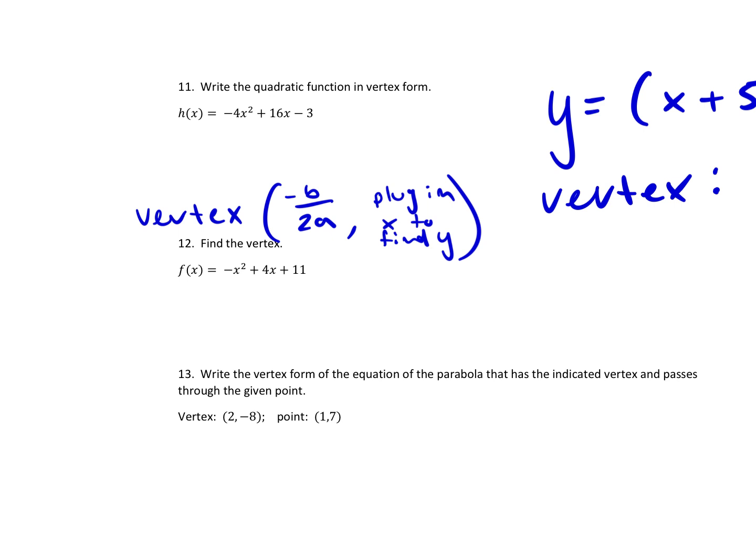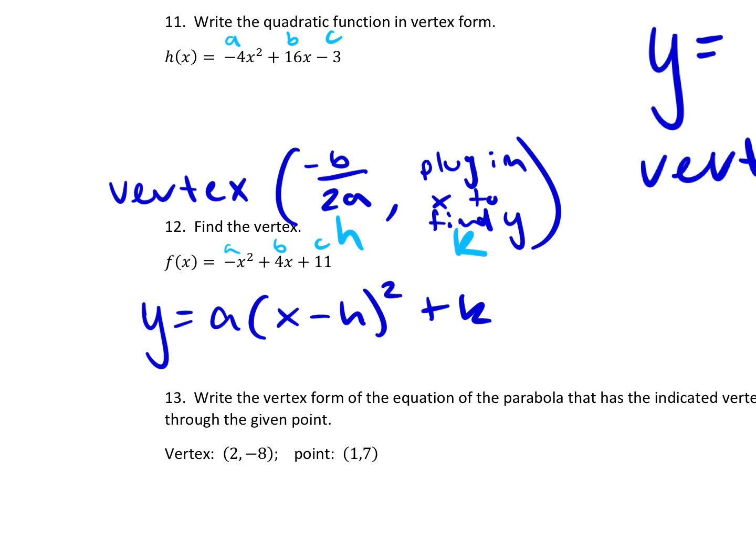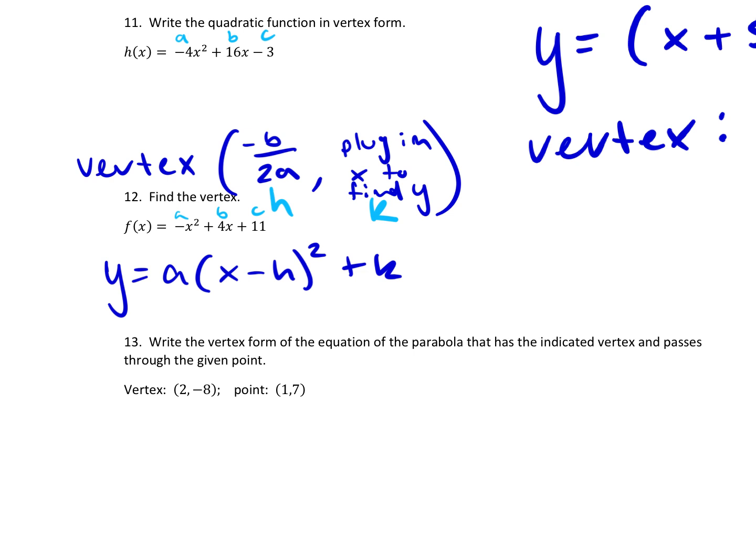Our vertex form formula is y equals a times (x minus h) squared plus k. So this would be our h, and this is our k, or our x and y, but because it's the vertex, it gets a special h and k. And then a would come from our standard form. So this is a, b, and c. So 11 and 12 are super similar. 13, same idea. Plug it into your formula here. Your vertex is going to be the h and k. The point is your x and y.